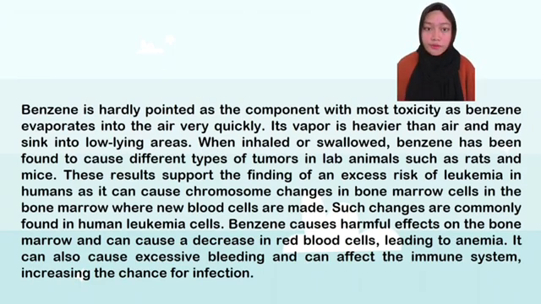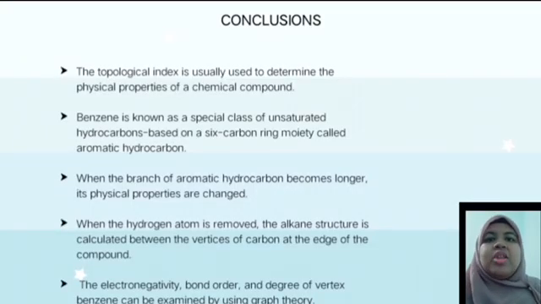Benzene causes harmful effects on the bone marrow and can cause a decrease in red blood cells, leading to anemia. It can also cause excessive bleeding and can affect the immune system, increasing the chance for infection. In conclusion, the topological index is usually used to determine the physical properties of a chemical compound. Benzene is known as a special class of unsaturated hydrocarbon based on a six-carbon ring molecule called aromatic hydrocarbon. The chemical formula of the aromatic hydrocarbon is C6H6.